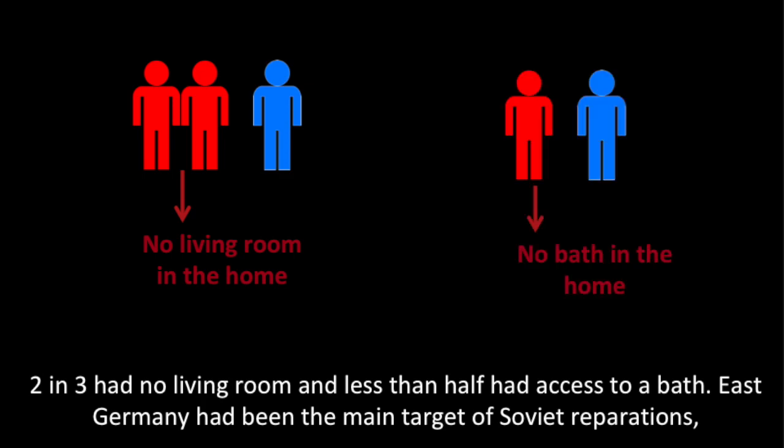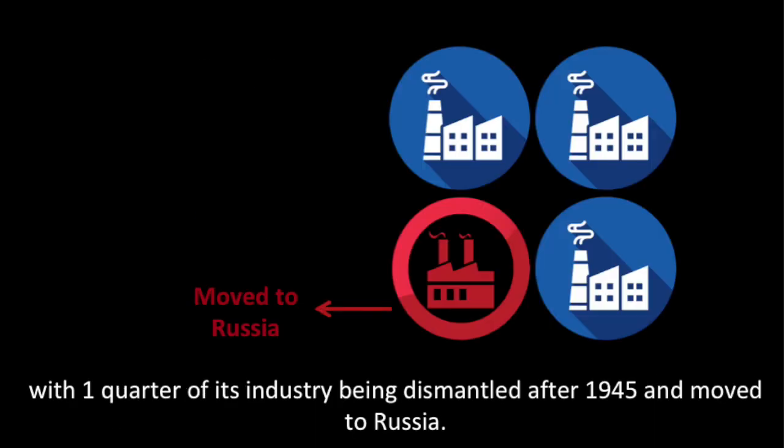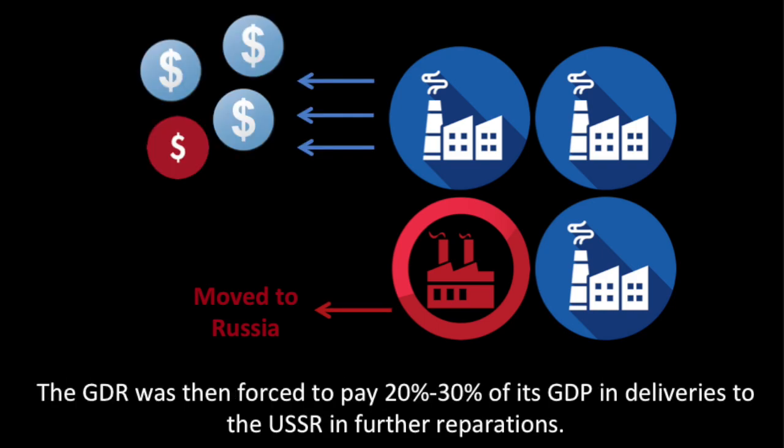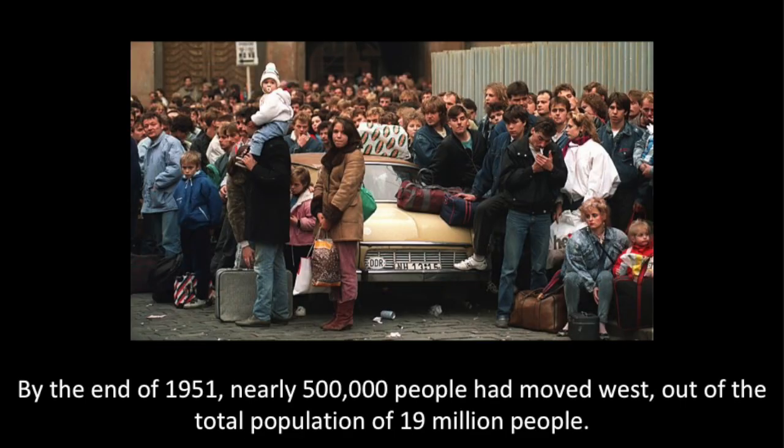East Germany had been the main target of Soviet reparations, with 1/4 of its industry being dismantled after 1945 and moved to Russia. The GDR was then forced to pay 20 to 30% of its GDP in deliveries to the USSR in further reparations. By the end of 1951, nearly 500,000 people had moved west, out of the total population of 19 million people.